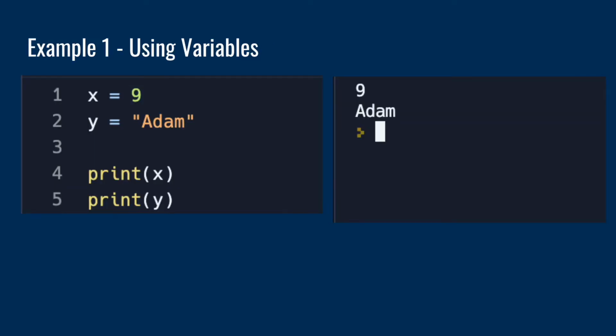So, using variables. In this example, we can see two variables, x and y, which values are being assigned to. For example, x is corresponding to 9 and y is corresponding to Adam. So, in this code, when we print x and print y, it prints 9 and Adam because those are the values that the variable is corresponding to. And this is basically called an assignment statement, when you're assigning a value to a variable.